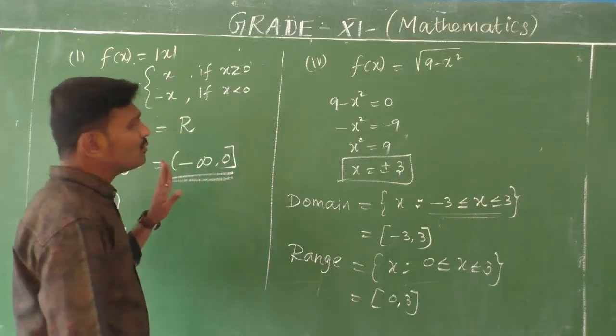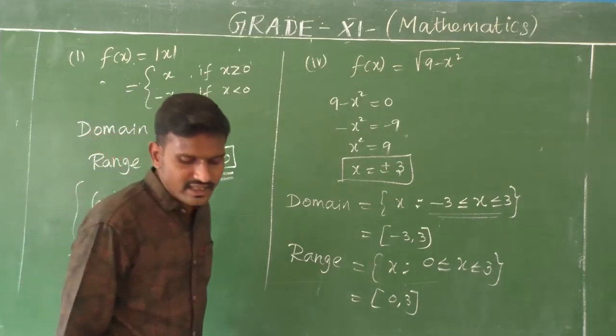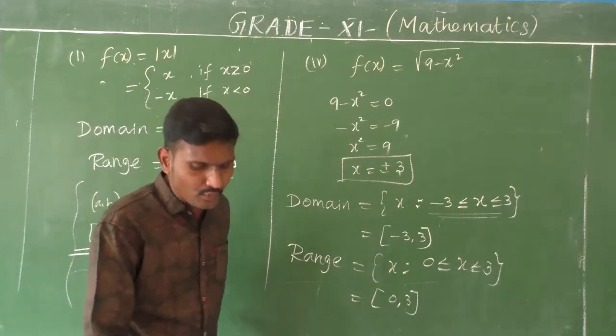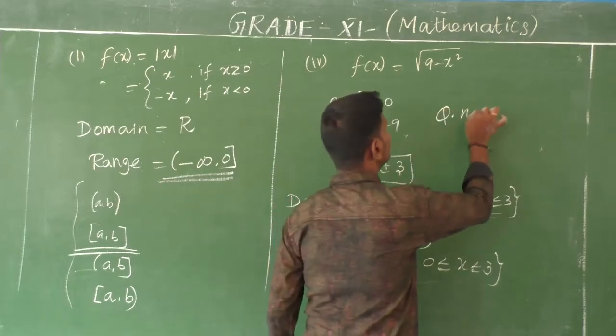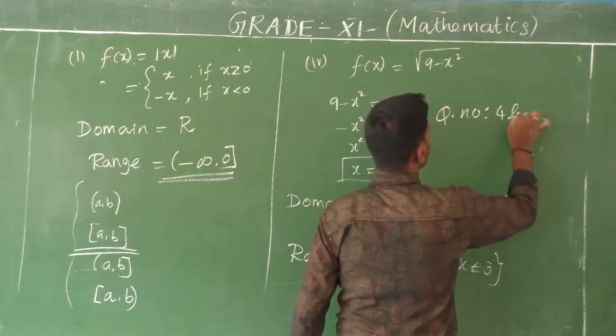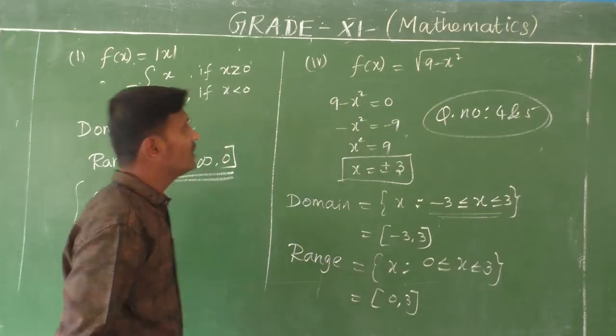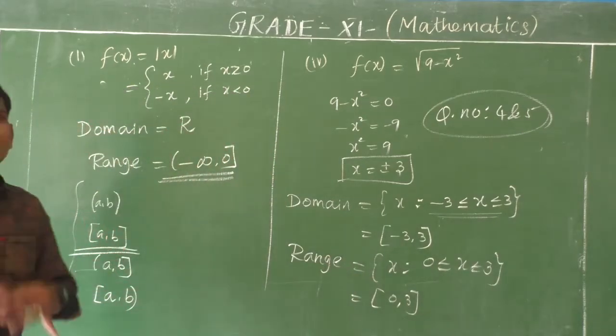As for the same question, you have the miscellaneous exercise, page number 46. The question numbers are 4 and 5. So question numbers 4 and 5, you have to complete yourselves. Page number what? 46. Okay. So that's how I finish this exercise 2.3.